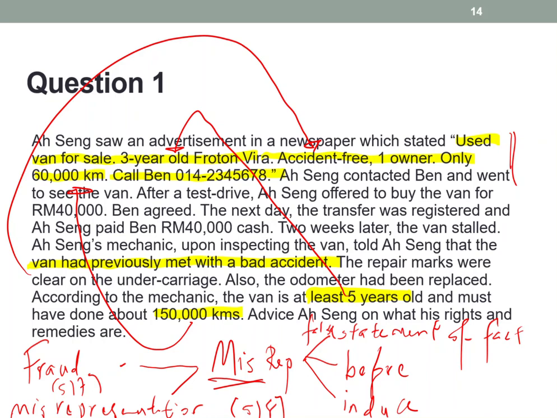If the contract is made voidable, okay, Asing is advised to terminate the contract under Section 65 and he can get back his money. Alright? So anyhow, if you want a simple answer, this is a simple answer.